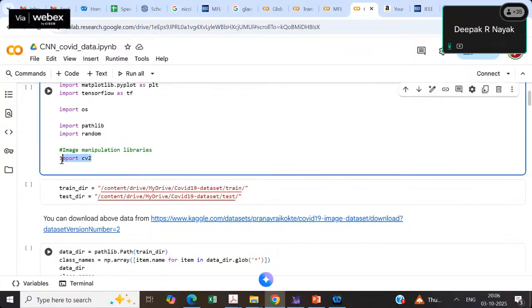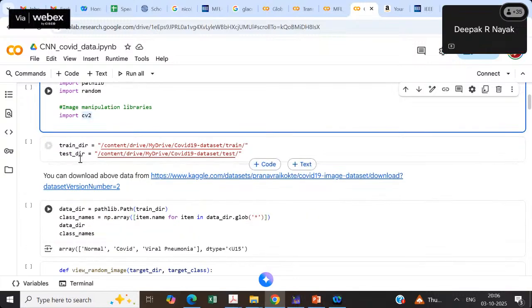And CV2 is one of the most important libraries, known as the OpenCV library, important for taking images as input and showing output as an image. There are a lot of other image processing operations that can be done using this CV2 package. So here, fortunately, the data set people have already given the splitting.